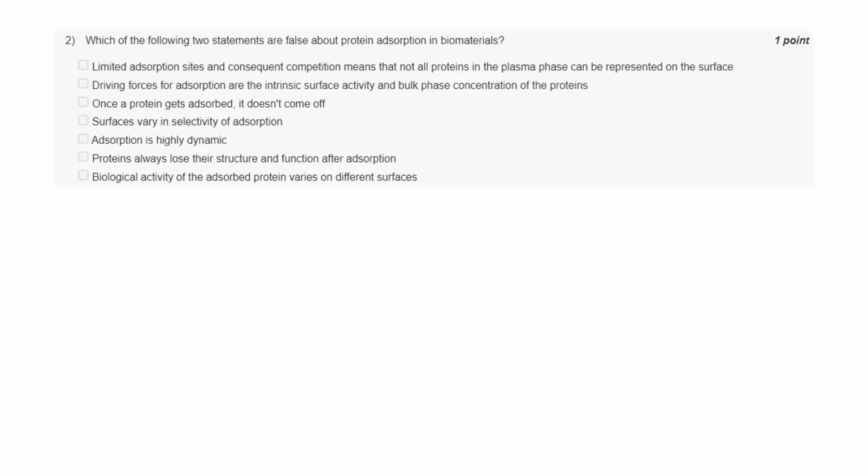So the next question is, which of the following two statements are false about protein absorption in biomaterials? We have to select two false options, and there are several options listed here. You can go through it one by one. For your benefit, I'll just read through it.